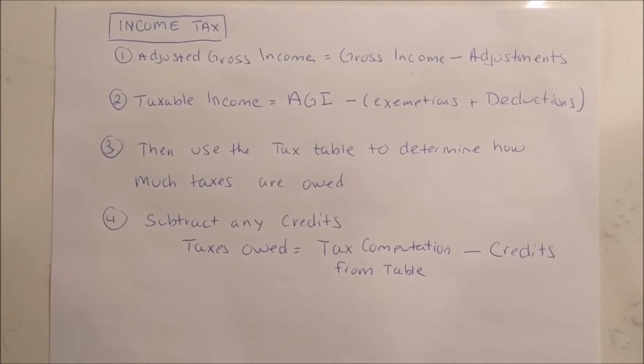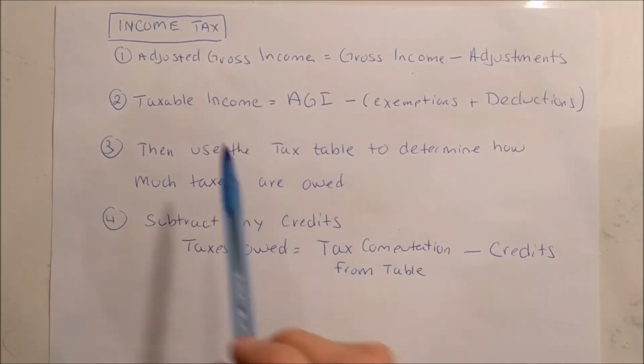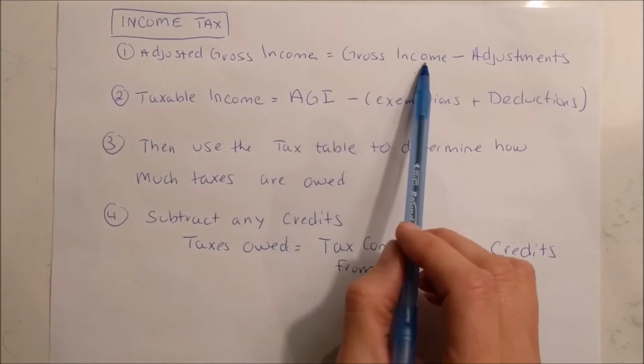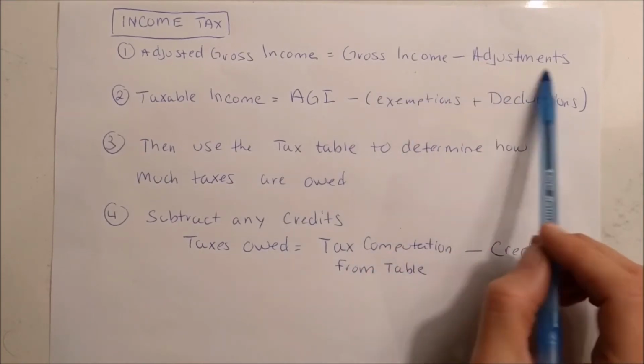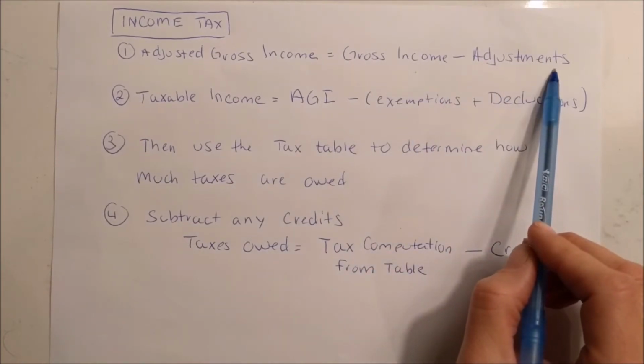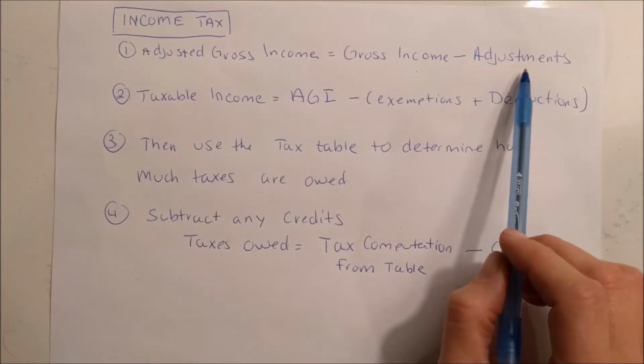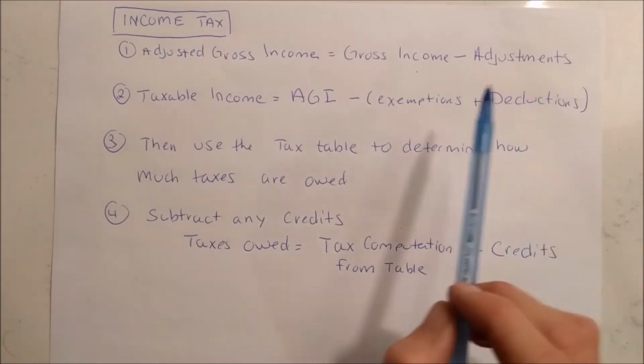Hi class, we're starting a section on income tax, and we're going to learn how we find out how much money we are taxed from our income. So start with your adjusted gross income. What is that? That's your gross income, all the money you make, subtracting off adjustments. Adjustments are, for example, putting money into a tax-deferred savings account where that money cannot be taxed.